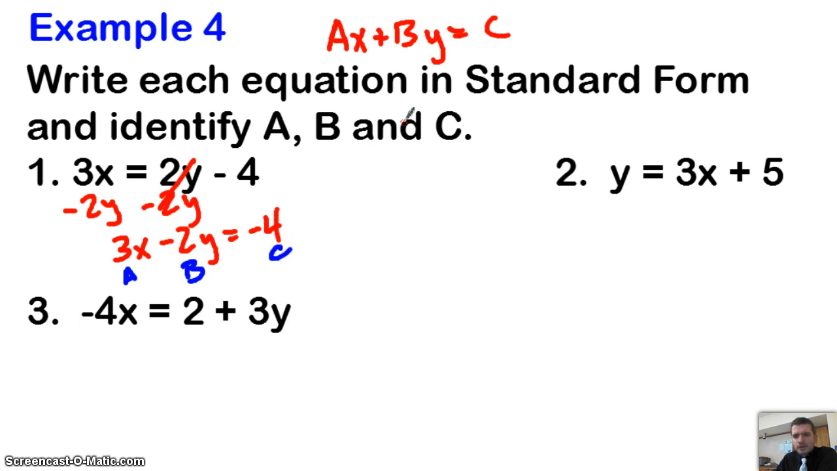Alright, let's keep going. Here you've got y equals 3x plus 5. Again, I need the x and the y on the same side, so I will subtract 3x.